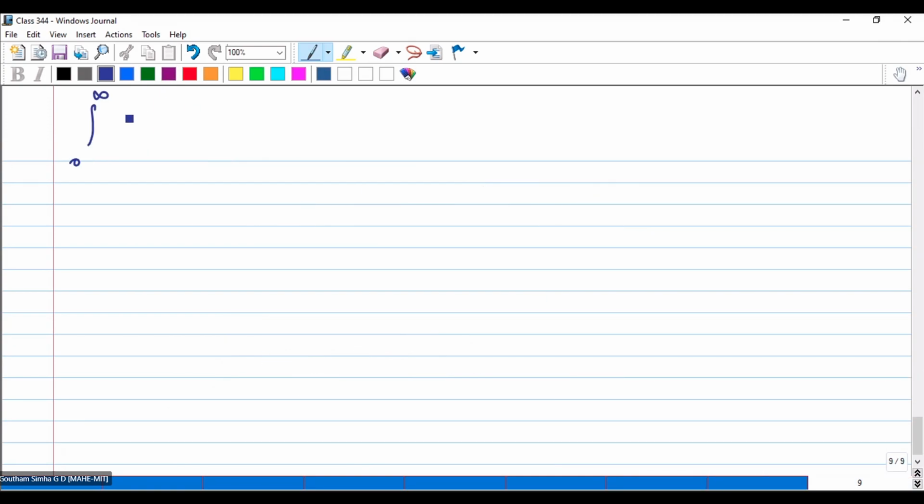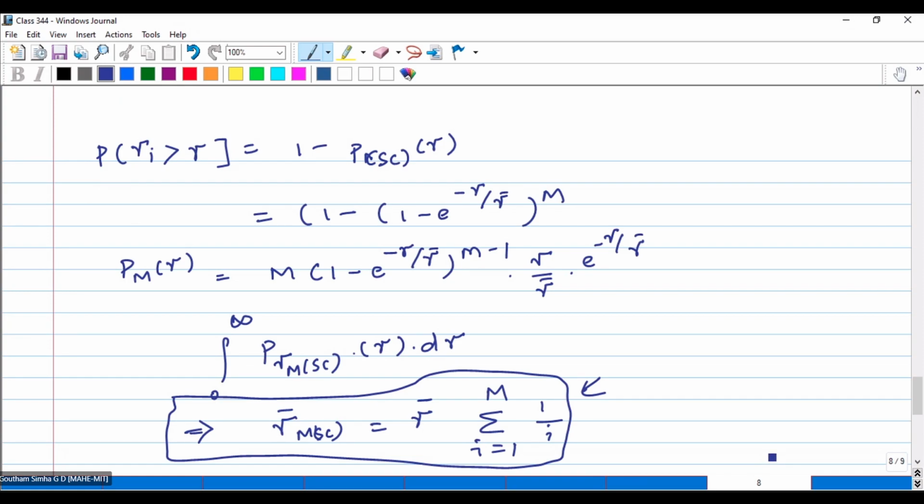0 to infinity, gamma times the PDF of gamma of SC into d gamma. Now, what is my probability density function? My probability density function is 0 to infinity gamma m divided by gamma bar. What is that I got? M into 1 minus, I'll take this gamma somewhere here. Okay, one second. I'll write it and show you.